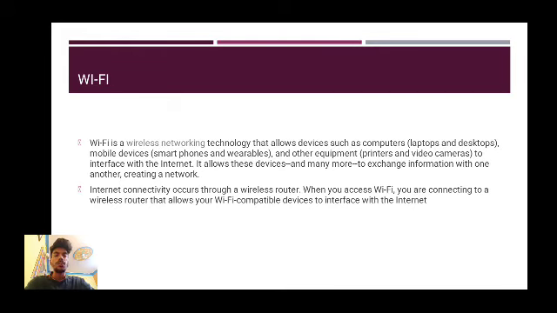So now let's talk about Wi-Fi. This is another example of wireless networks. Wi-Fi is a wireless networking technology that allows devices such as computers, laptops, mobiles, and other equipment to interact with the internet or exchange data. Internet connectivity occurs through a wireless router. When you access Wi-Fi, you are connecting to a wireless router that allows your Wi-Fi compatible device to interface with the internet or any desirable task that you want to perform.